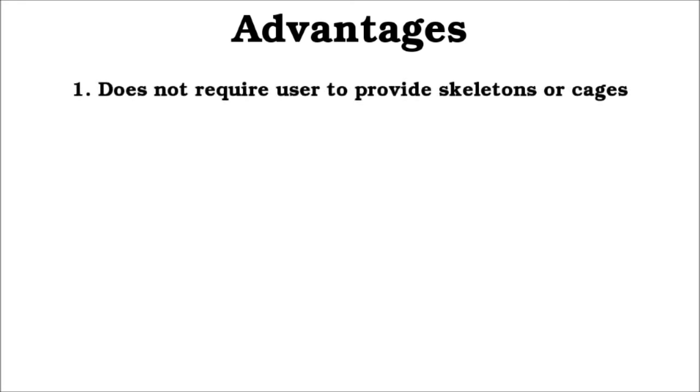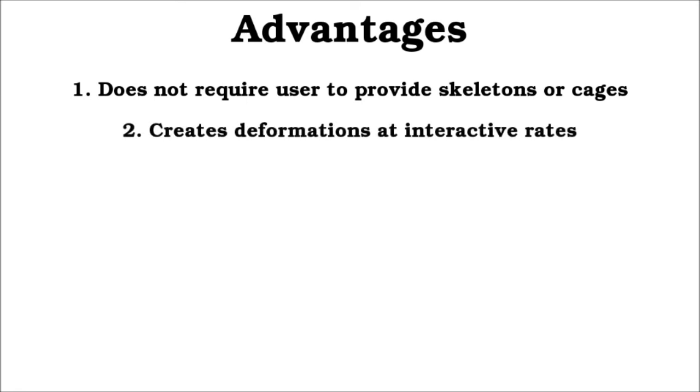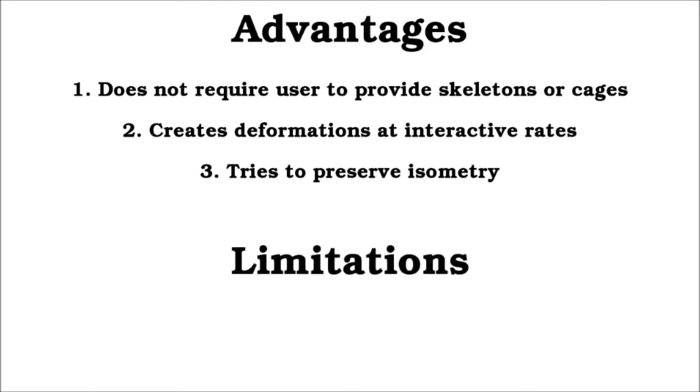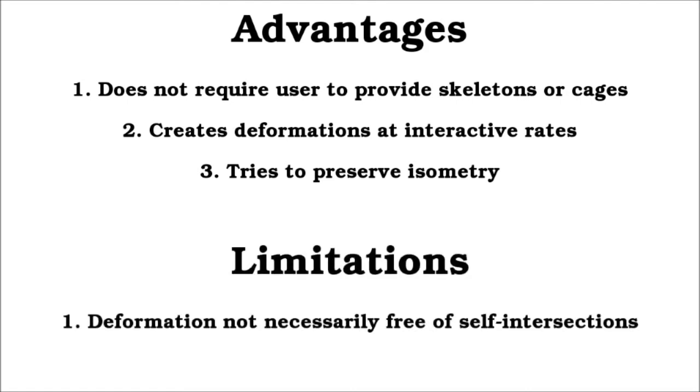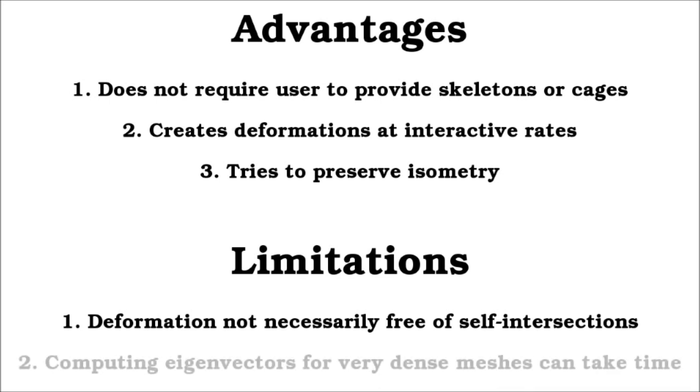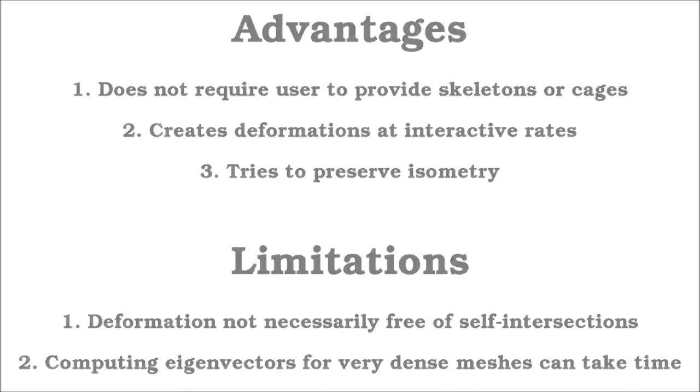To summarize, we present a simple and fast technique to deform shapes by using eigenvectors. Our method does not rely on the user to provide skeletons or cages, can deform the mesh at interactive rates, and also tries to preserve isometry whenever possible. However, like most deformation methods, we cannot guarantee that the deformations do not self-intersect. We would also like to point out that computing the eigenvectors for very large meshes can be slow.